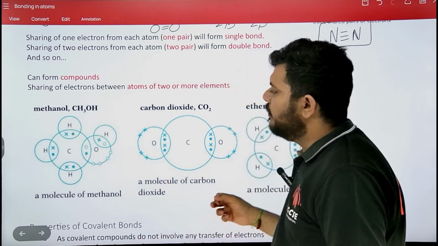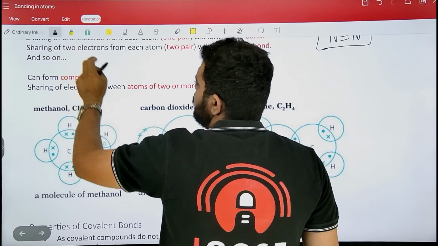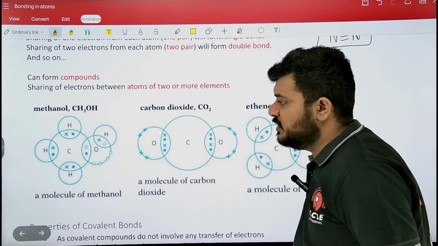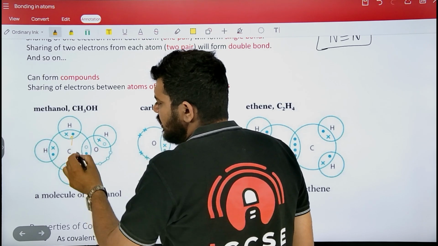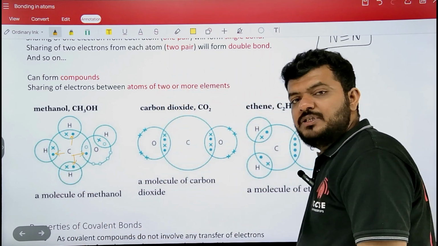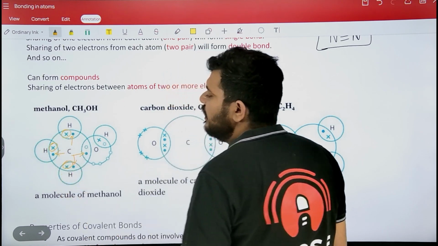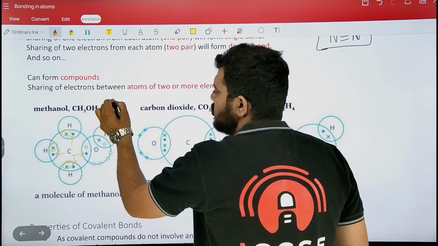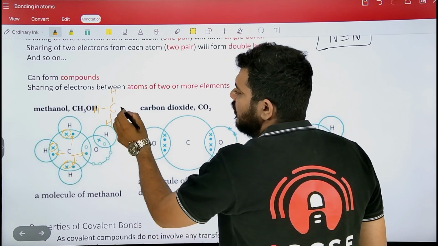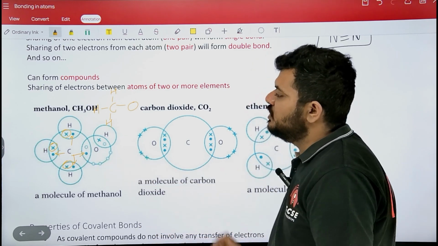So look at methanol over here, what is happening? Carbon has 4 electrons in its outermost shell, right? Let's take a brighter color. If you look here, this is the electron of carbon, this is carbon's electron, this is carbon's electron, and this is also carbon's electron. Now each hydrogen is sharing 1 electron with carbon. So this structure can be written as CH, H and H, and then a single bond to O. Why single bond? Because carbon has given 1 electron, and oxygen has also given 1 electron.